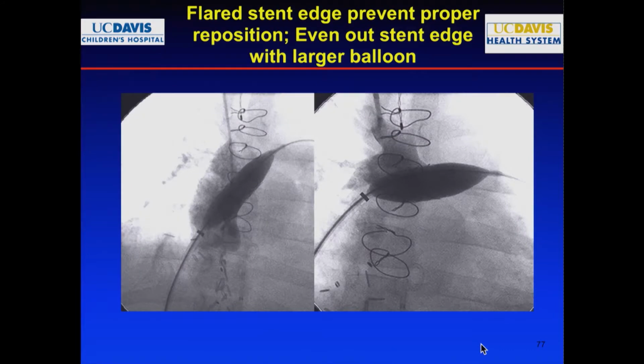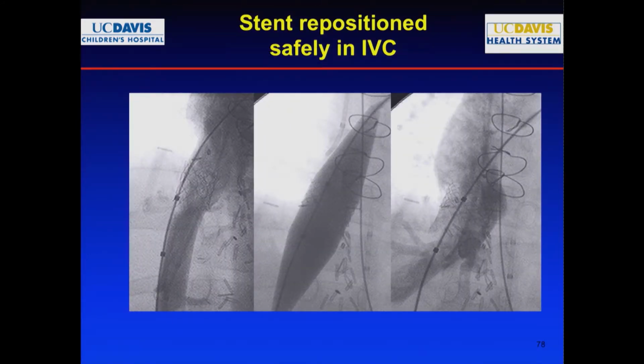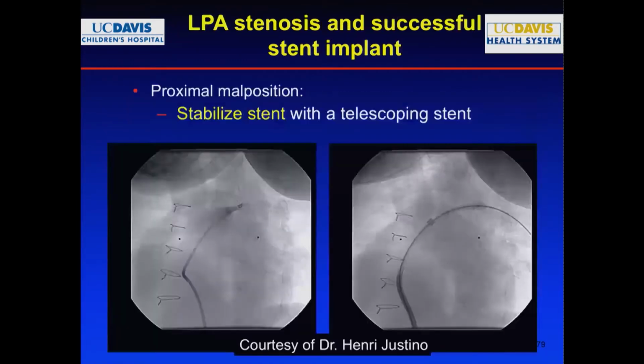So of course, this is a situation where you put a bigger balloon in, you capture the stent, because it's a Fontan, there are no valves, you bring it down to the IVC and you put it into a safe position as we chatted before. All right, so that's one way.